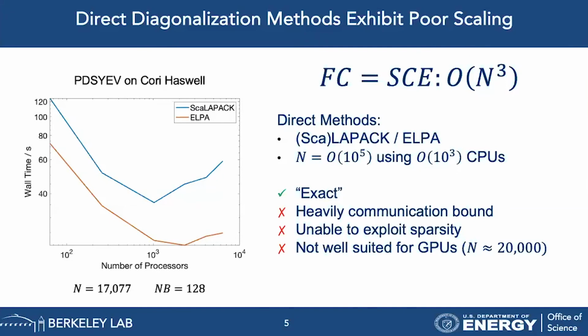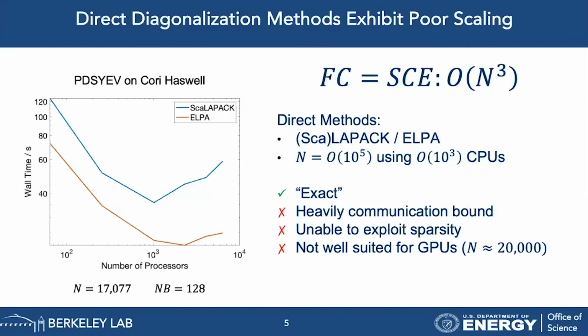Using direct methods, we're able to solve problems on the order of 100,000 using thousands of CPUs. This has the benefit of being exact. We're getting all of the eigenvectors for a specified operator, but we exhibit very poor strong scaling because we're heavily communication bound. You can see that these strong scaling curves for even medium-sized problems are almost parabolic at a large number of resources.